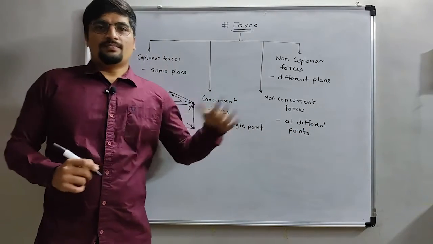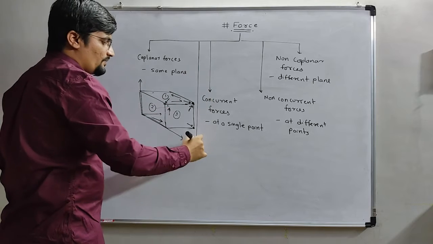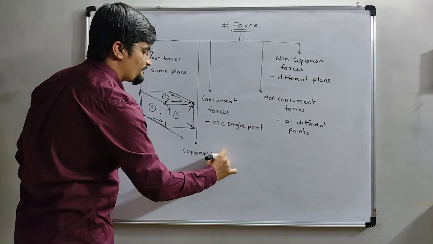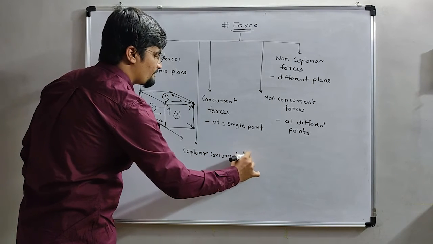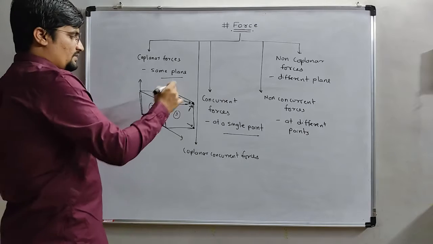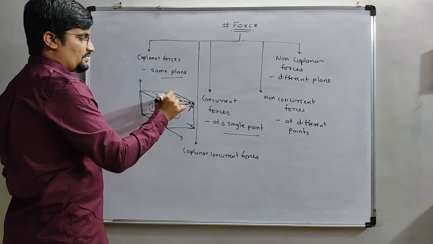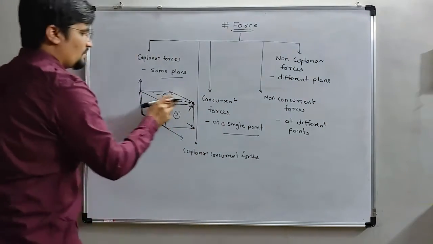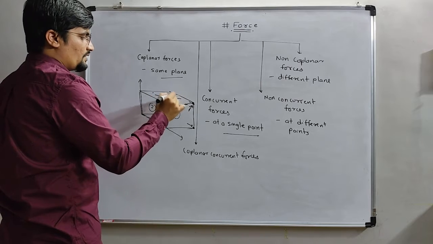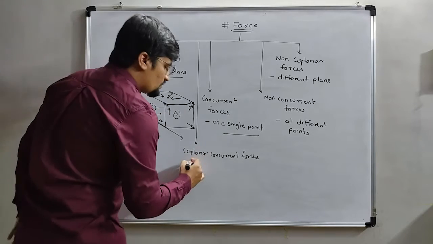Now, if you understand these four basic definitions, then you will also understand the above definitions, like coplanar concurrent forces. In the same plane at a single point. Means this is one point, and the forces occur here, here, here. If this is one point and this is one plane, the force will occur here, here, and here. So this one is in the same plane at a single point. So it is known as coplanar concurrent forces.